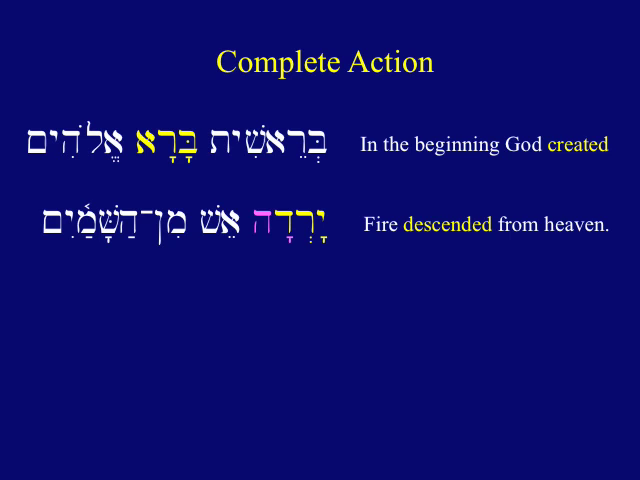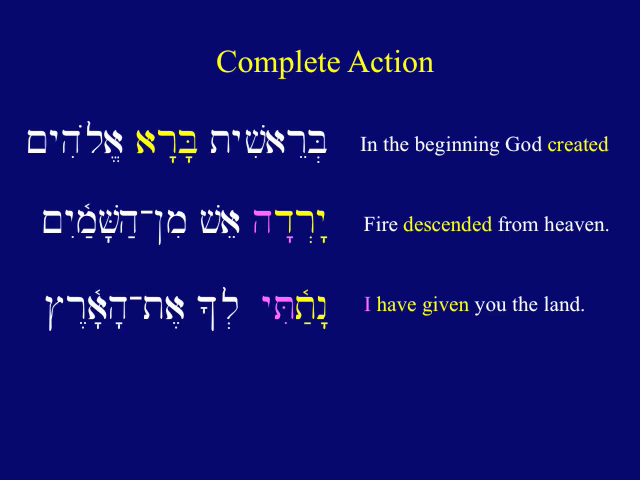Note yarada, the third feminine singular form, because eish, fire, is feminine singular. Natati lecha et haaretz, I have given you the land. The verbal root is natan, and you can see that the third noon of the root has assimilated into the affirmative t. This assimilation of the noon, while normal for Hebrew, is actually rare in the perfect forms. Natan is about the only verb in which that third noon assimilates. Other third noon verbs will tend not to assimilate, but we'll see that next lesson.